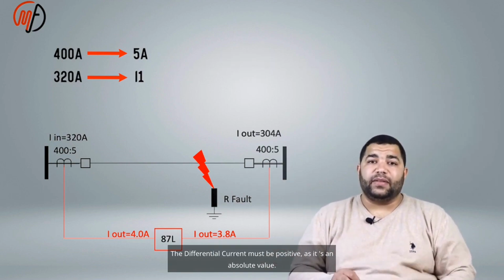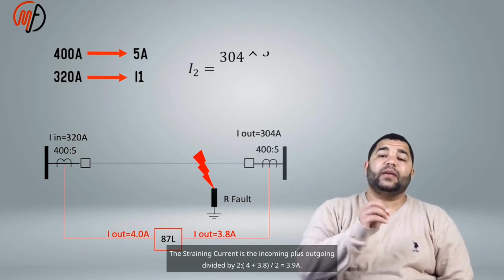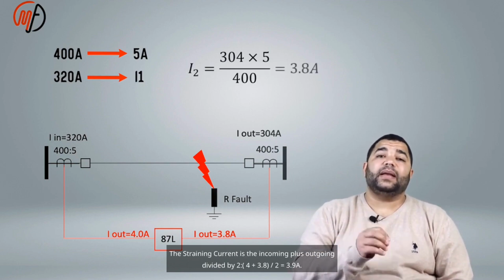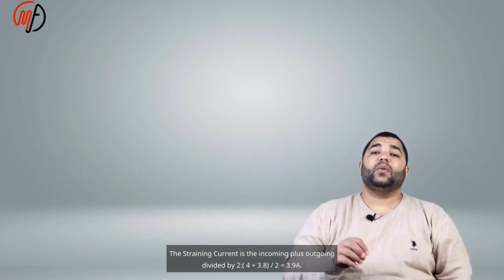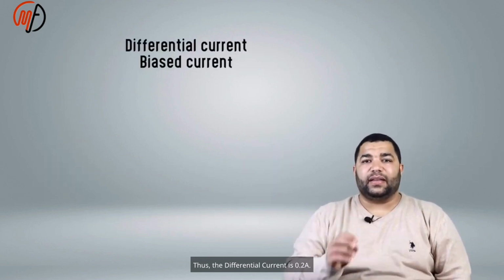The differential current must be positive, as it's an absolute value. The restraining current is the incoming plus outgoing divided by 2: 4 plus 3.8, divided by 2, equals 3.9A. Thus, the differential current is 0.2A.